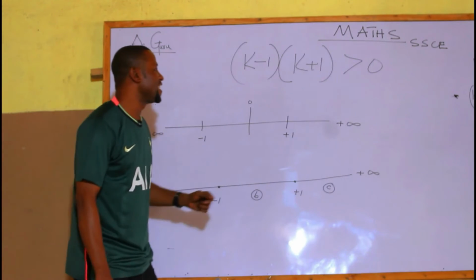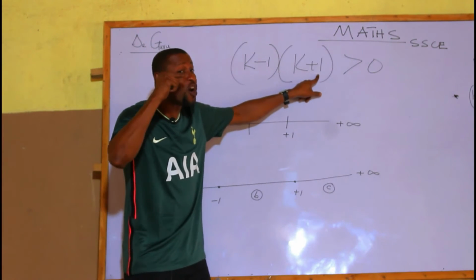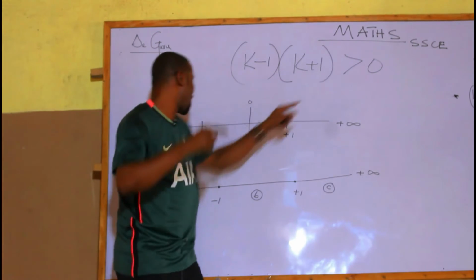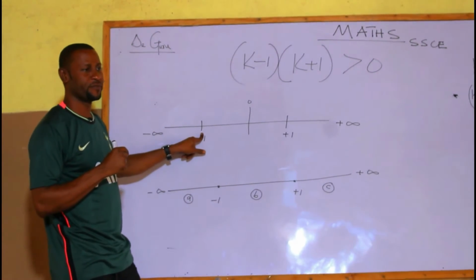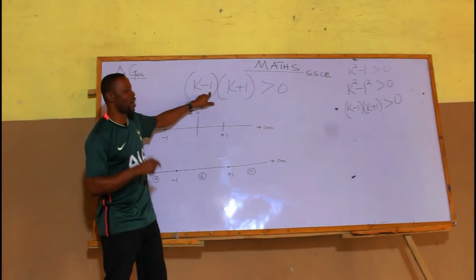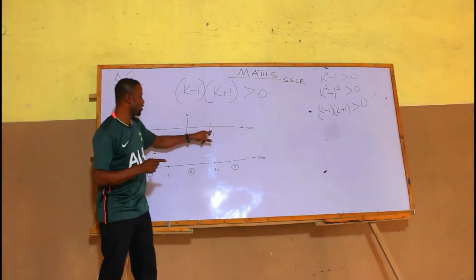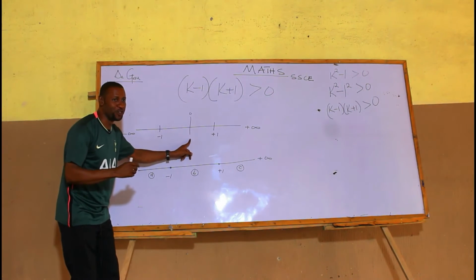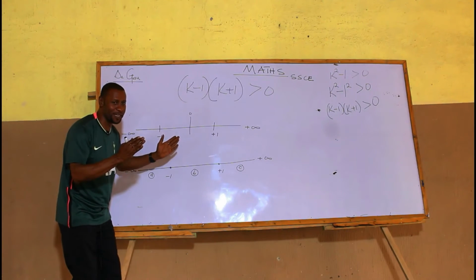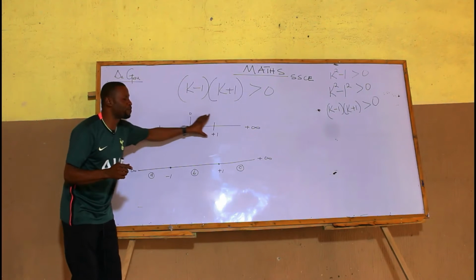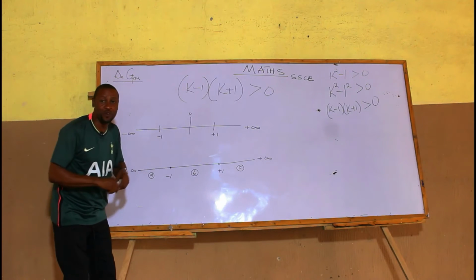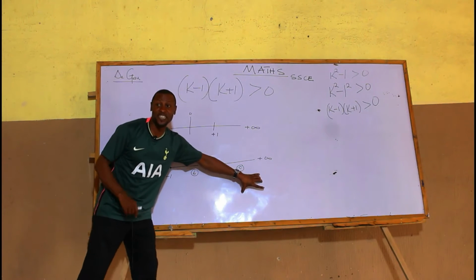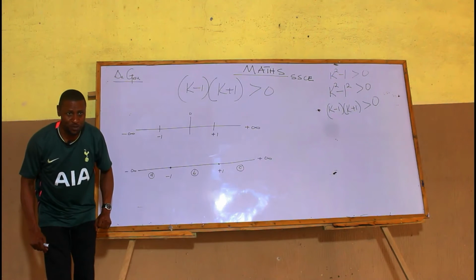If k plus 1 is equal to 0, k is minus 1. You locate minus 1. If k minus 1 is equal to 0, k is 1. You locate plus 1. This 0 here enabled you to know left and right, but once you put the points, redraw and remove the 0. So you have 3 identifiable regions. Are we still together?